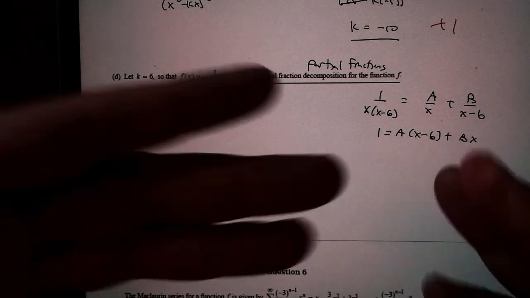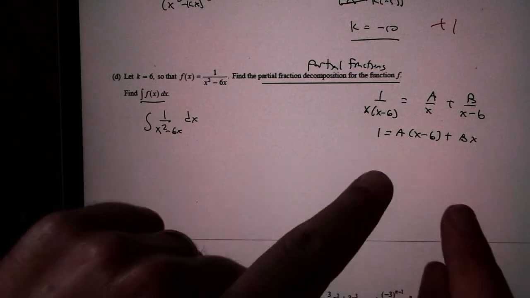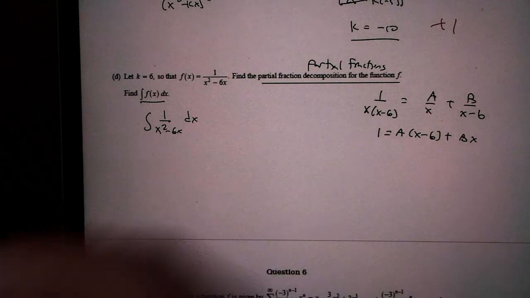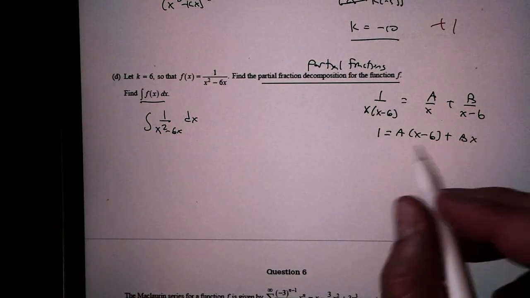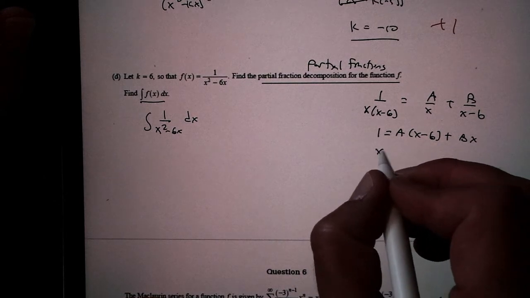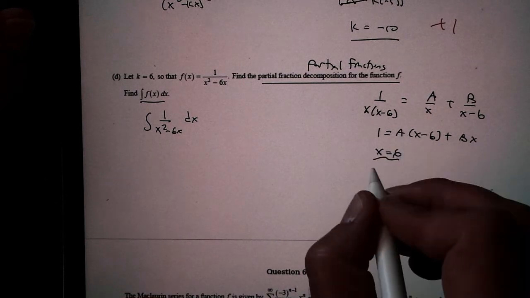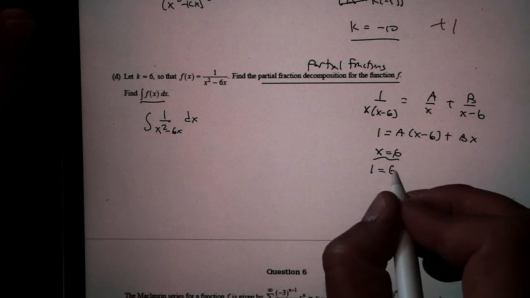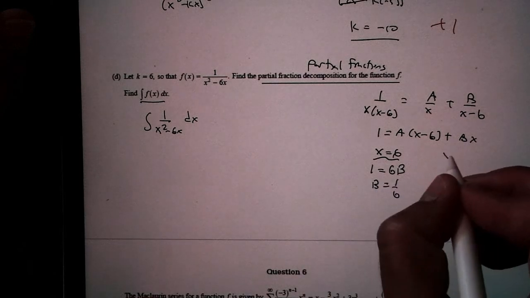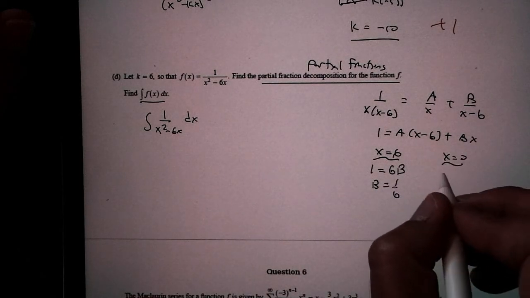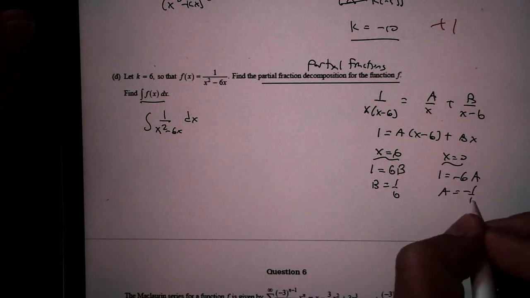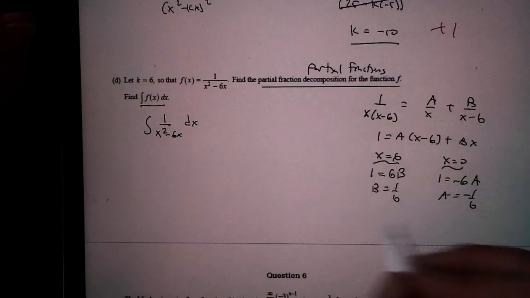My zeros, remember, this is our Heaviside method. We can pick any values for x to make this true. We just have to do it twice to solve a system of equations, or we said, hey, I'm just going to let x be the zeros, just to cancel things out. If x can be anything. So if I first let x be 6, this becomes 1 equals 6b, so b equals 1/6. If we let x be 0, we're going to get 1 equals -6a, so a equals -1/6. So that's our partial decomposition right there.